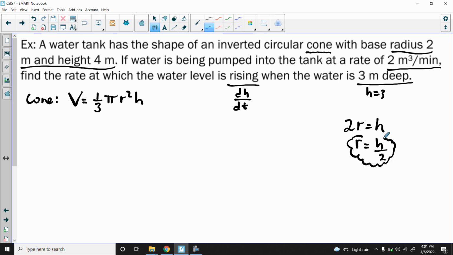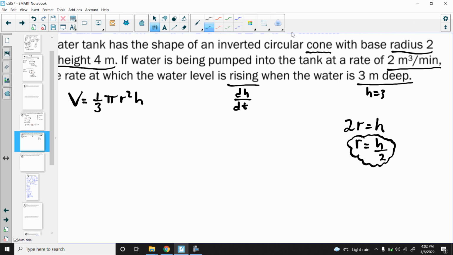That gives me another equation which I can use in our main equation to eliminate the r variable. The reason I'm choosing to eliminate r is that I want the rate of change of the water level rising. Rising means height, therefore I need to leave h in the actual equation. So basically now I would take that r and sub it in. So let's sub that r.